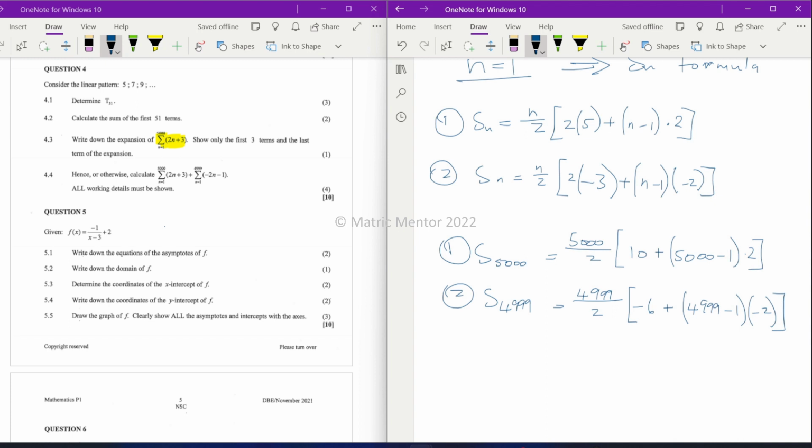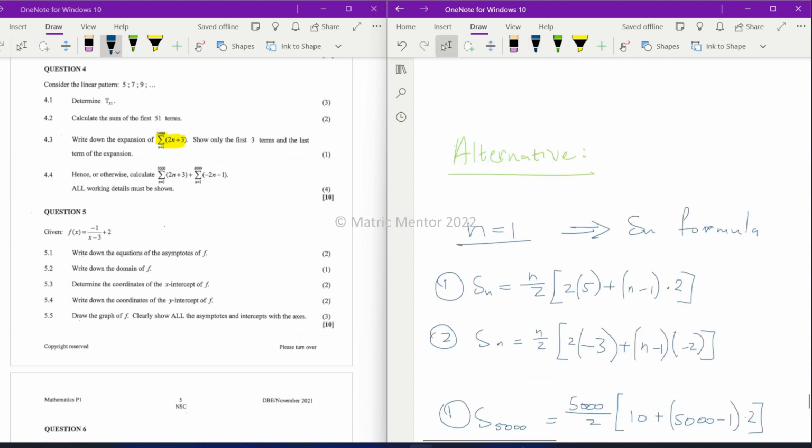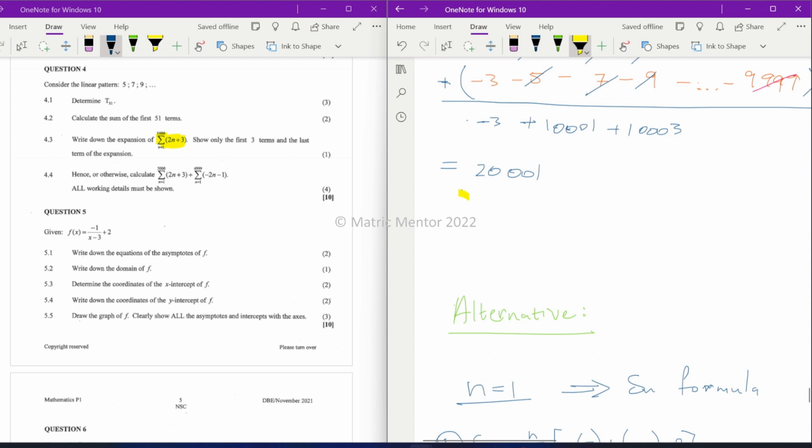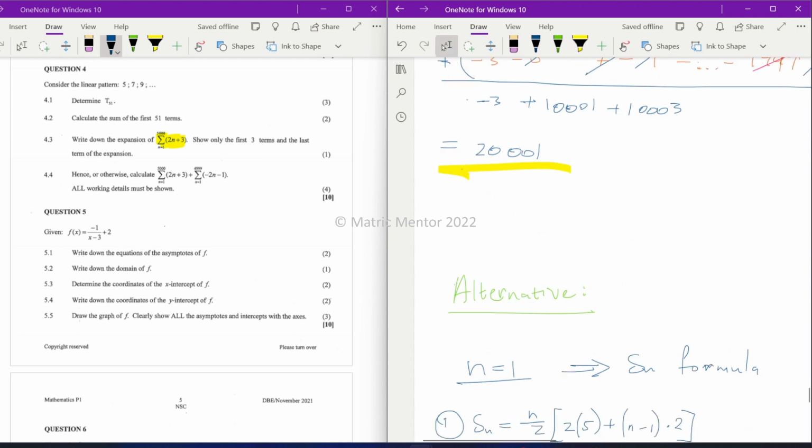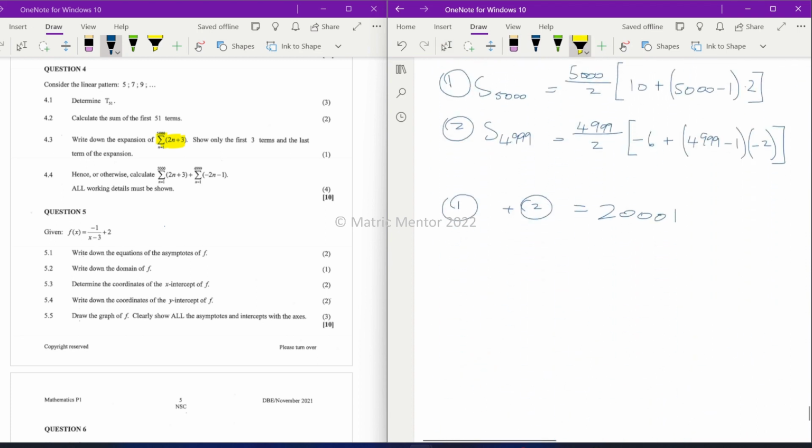And if you calculate this with your calculator, each one, and then you add it up, you should get the same answer, which is 20,001. So this is our answer here, and this is the same answer here.